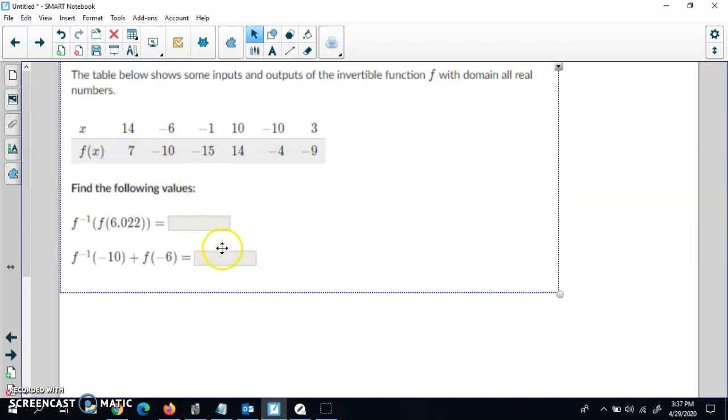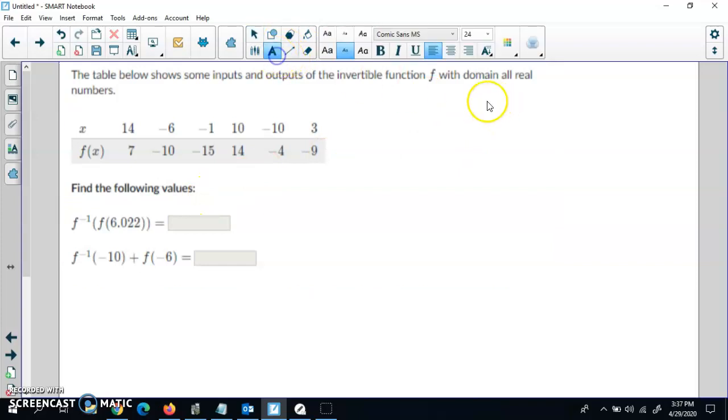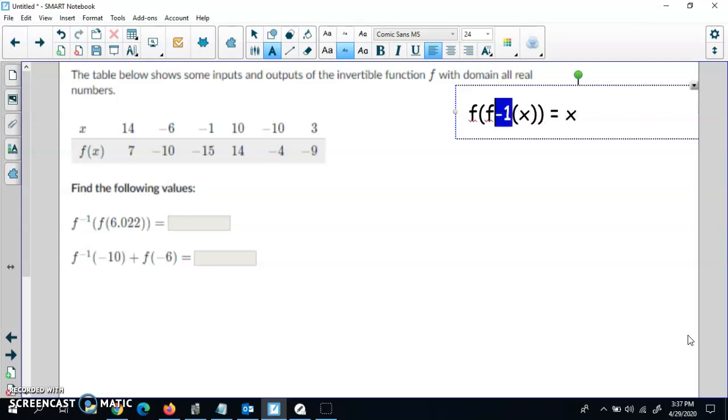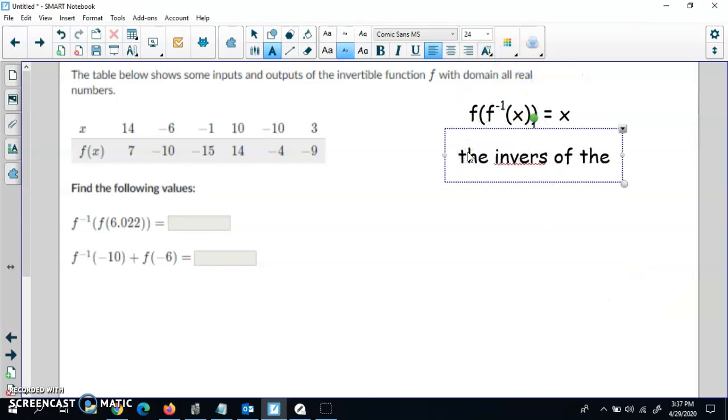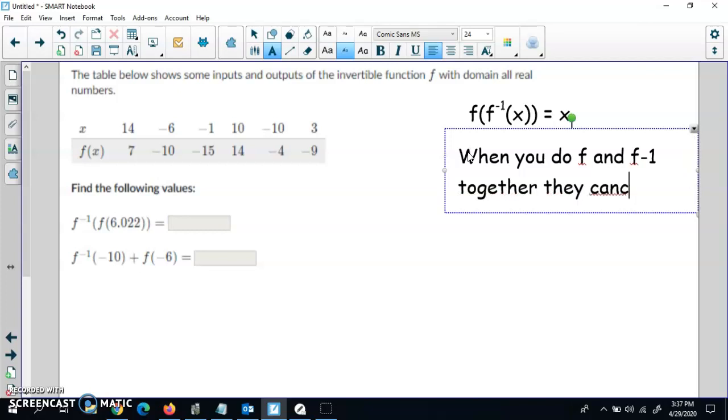So let's just write down some things that are important that maybe you could have taken notes on. So the inverse of the inverse of x is just equal to x. This is kind of how it looks when you're writing it down, but it means the inverse of the inverse of the value. So when you do f and f inverse together, they cancel out. That's kind of the most basic way of saying it, all right?